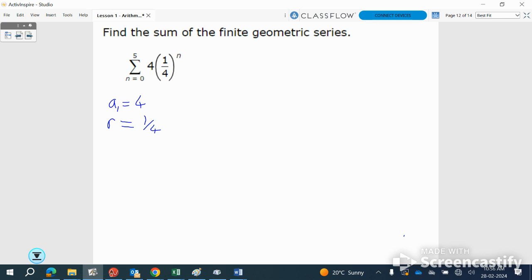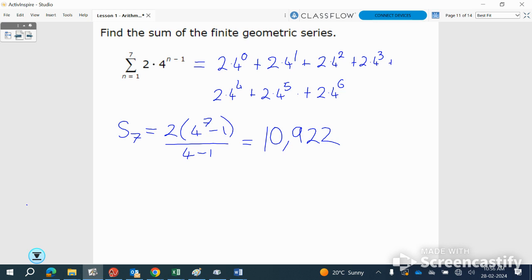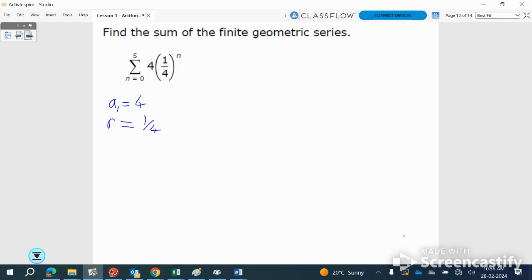The hardest thing is how many terms in the sequence? 6. Because it starts at 0 this time. Last time we had 7 terms in the sequence, it started at 1. But this time it's starting at 0. We have 1 extra term. So it goes 0, 1, 2, 3, 4, 5, 6. Well, 6, yeah. So n is equal to 6. So we want the sum of 6 terms. So we've got the formula 4 times 1/4 to the 6 minus 1 over 1/4 minus 1. Put this into your calculator.